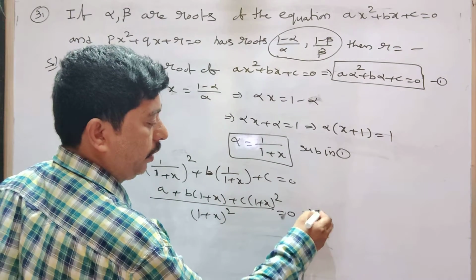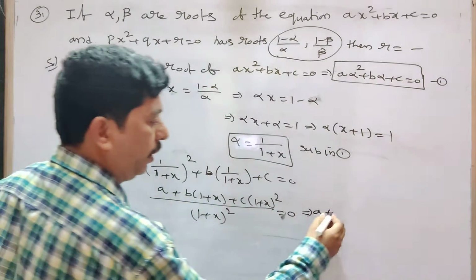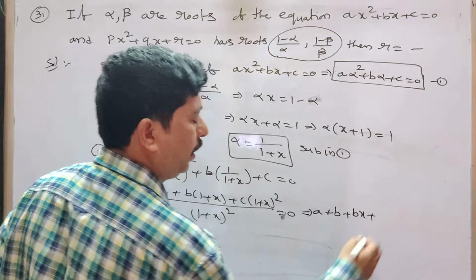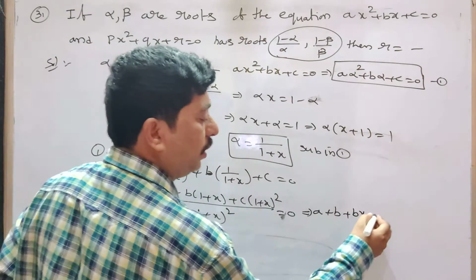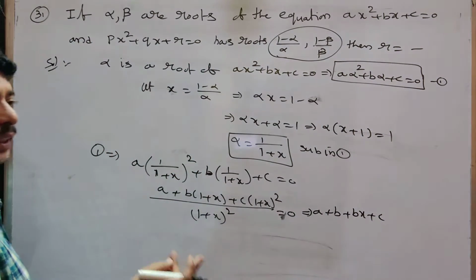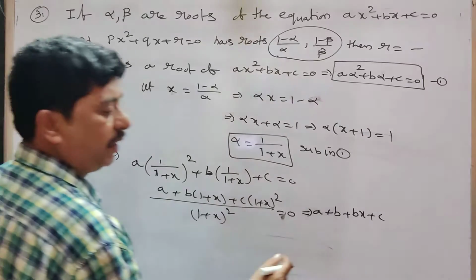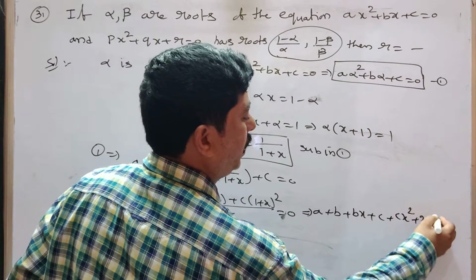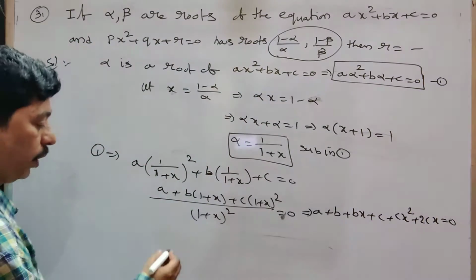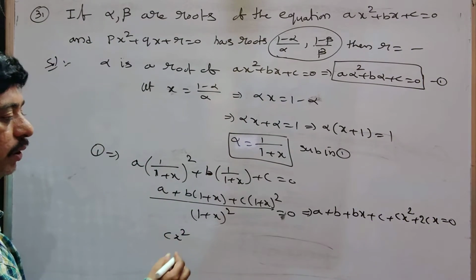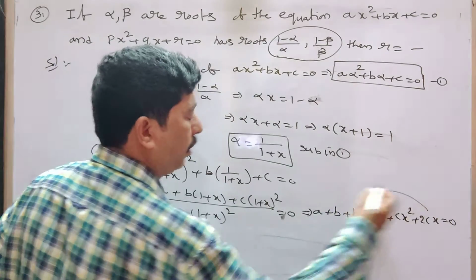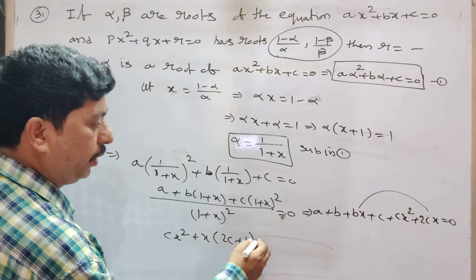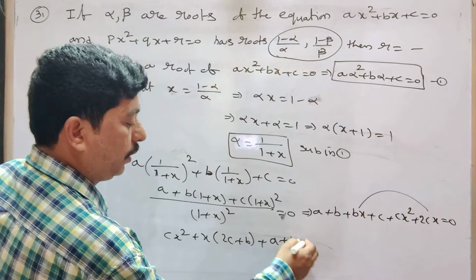Denominator being zero, expand the terms. A plus b into 1 plus x, that is b plus bx. Let's expand this one. C into 1 plus x whole square is c into 1 plus x square plus 2x. Open the bracket, c plus cx square plus 2cx equal to 0. Cx square common, and from these terms x common: cx square plus 2c plus b x plus a plus b plus c equal to 0.